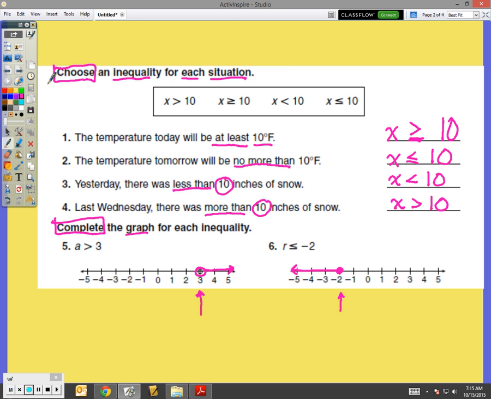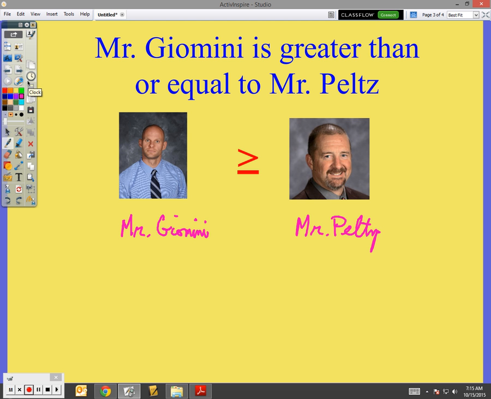All right, and one last one here. Here's a simple one. Mr. Giomini is greater than or equal to Mr. Peltz. That's how you just read that one. Notice the inequality symbol I used. This is one side of the inequality. Mr. Giomini is one expression. Mr. Peltz is another one. Mr. Giomini is greater than him, or he's also equal to him. I'll let you decide that.